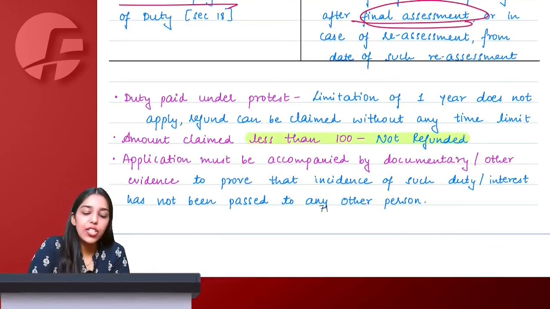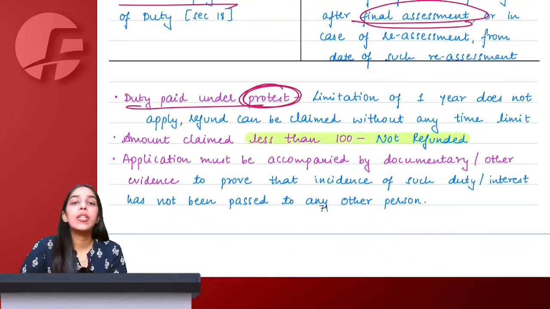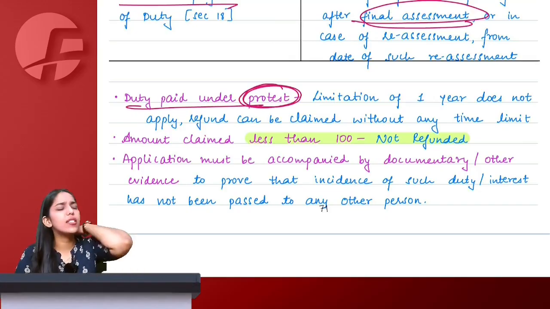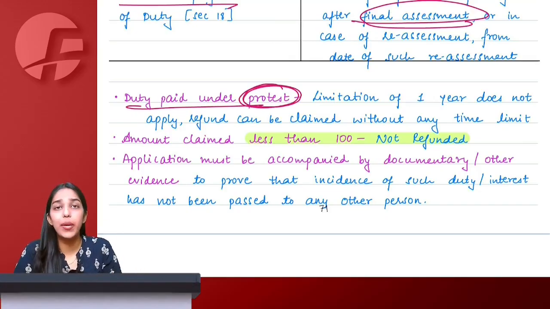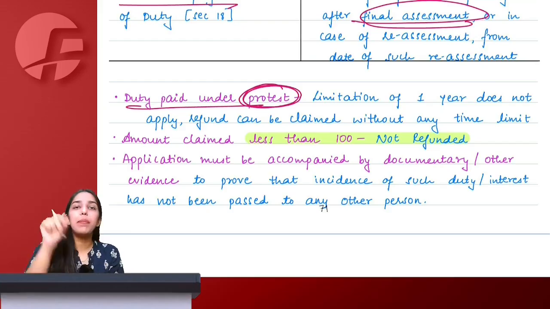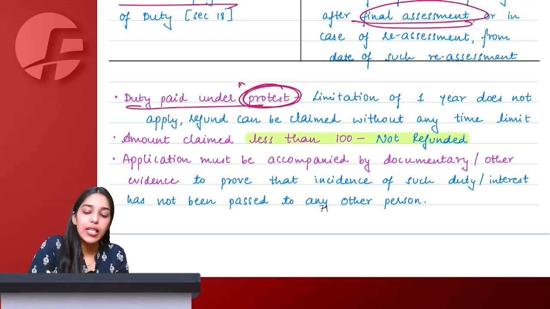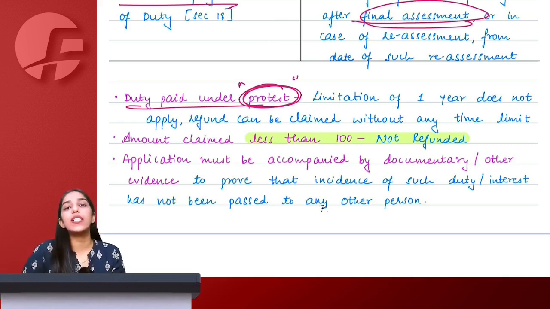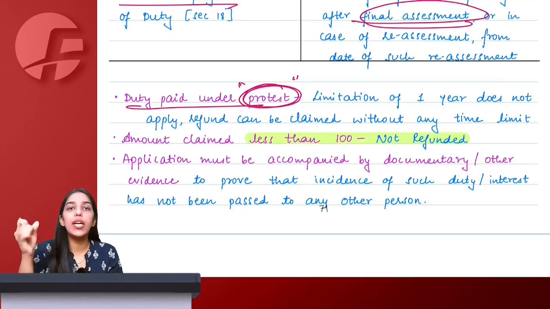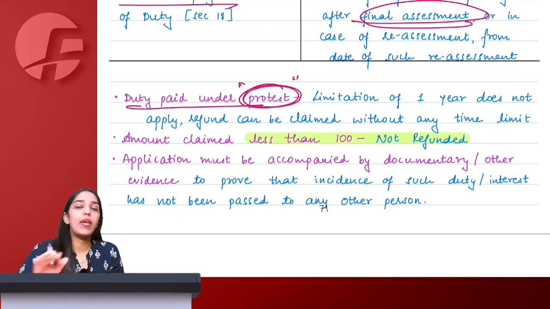But if I had initially paid duty under protest, I was since the beginning saying that this is not the duty I'm supposed to pay, and the officer has made me pay this duty by issuing an order on me, so I was protesting against this duty since the beginning, then in such a case, the 1 year time limitation does not apply. If I had paid duty under protest, then even after 1 year, I can apply for my refund.